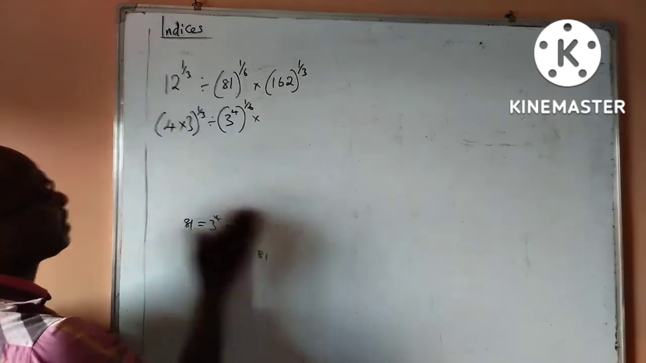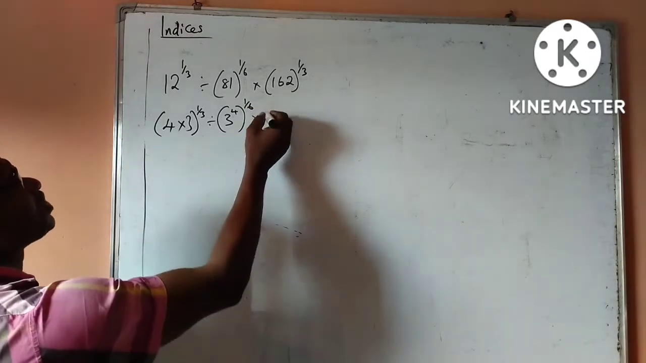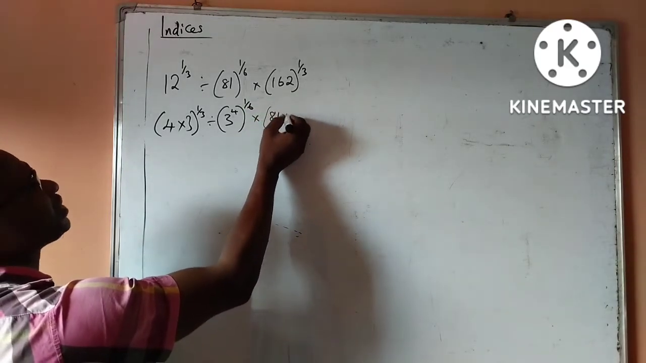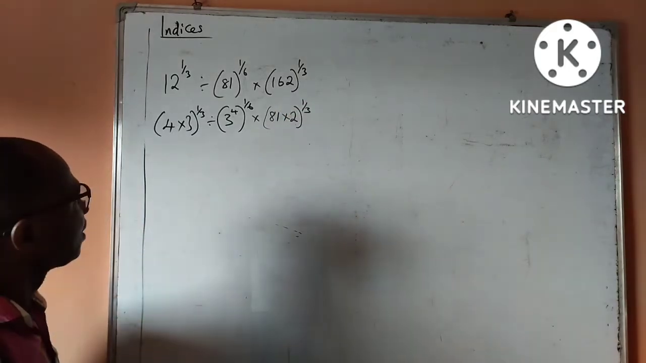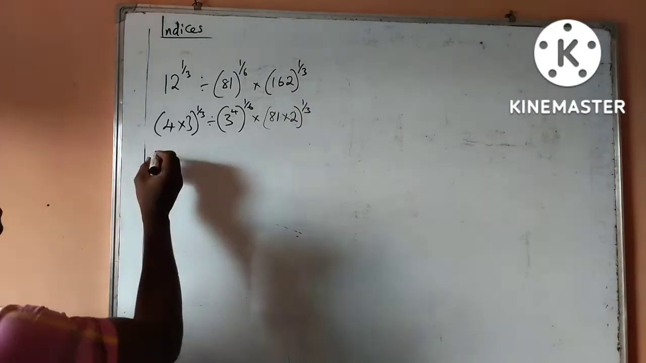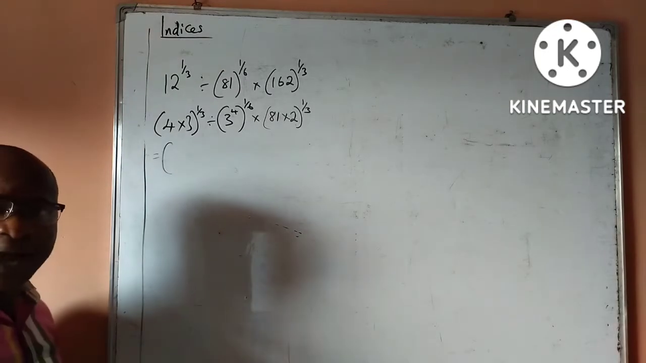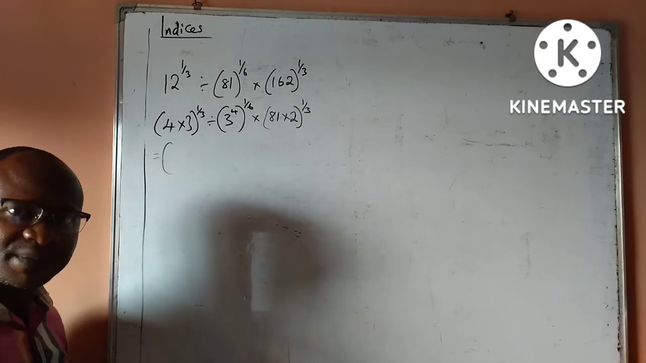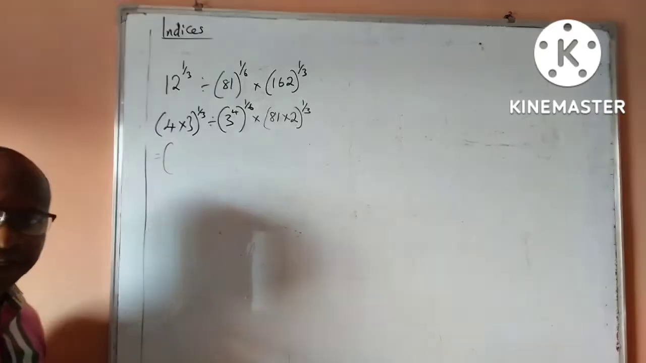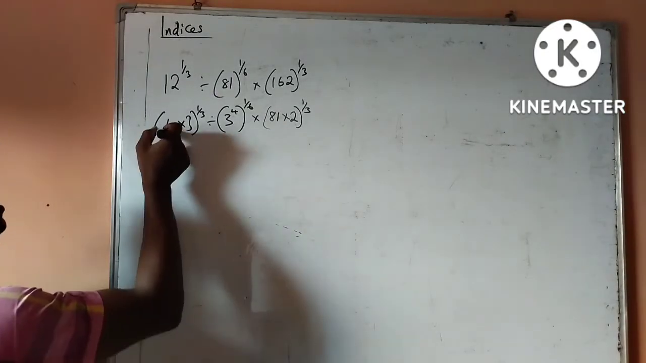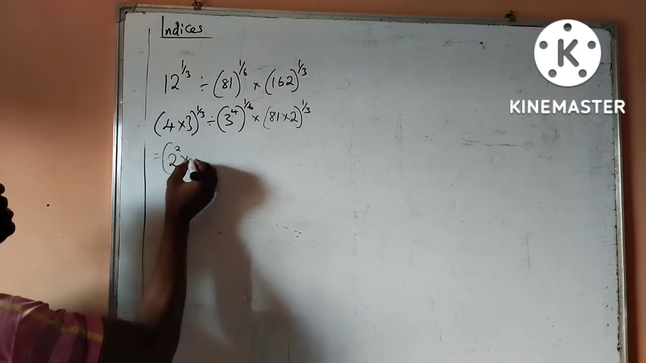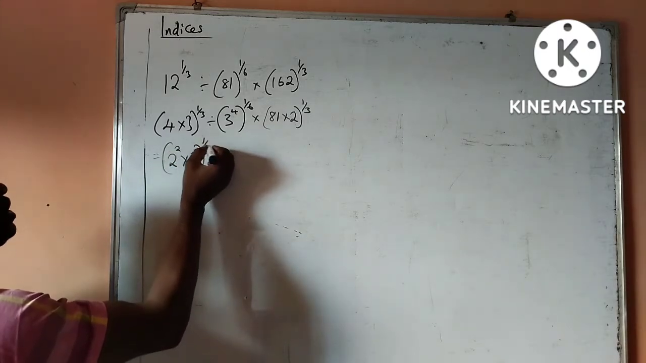Then multiply by 162. I can write it as 81 times 2, everything raised to power 1/3. Very good. In the next step, I will also express my 4 in index form, and that is 2 raised to power 2. So I will now have 4 written as 2 raised to power 2, times 3.